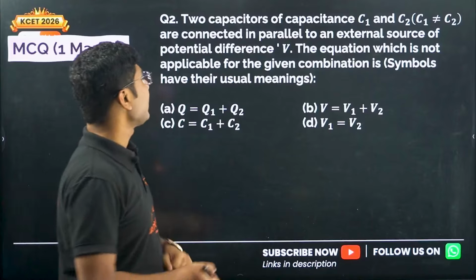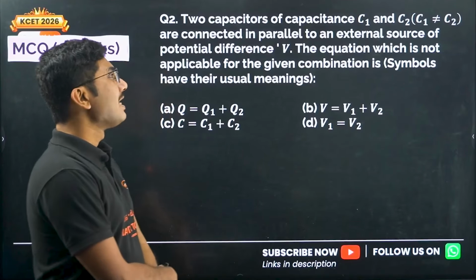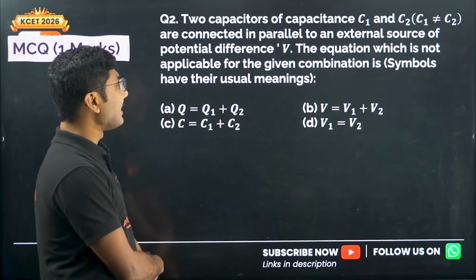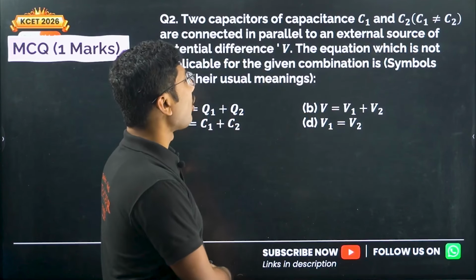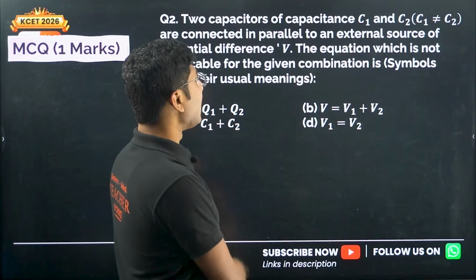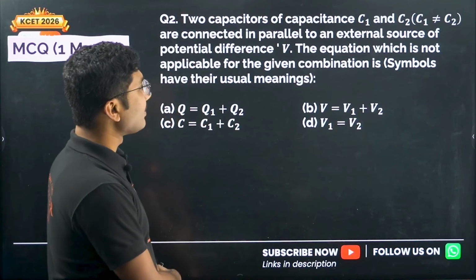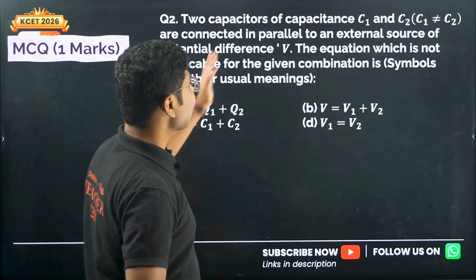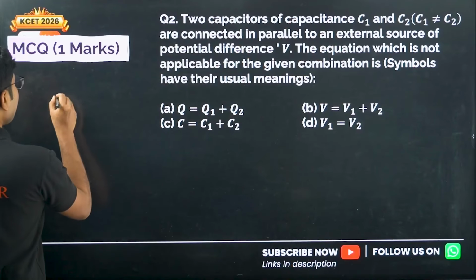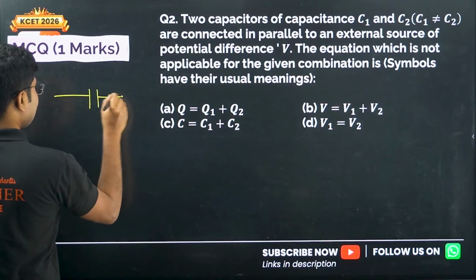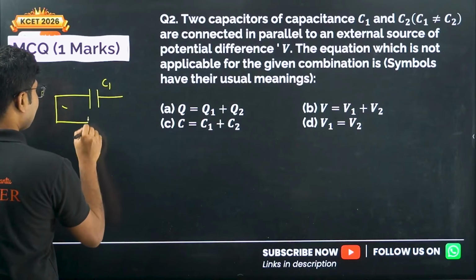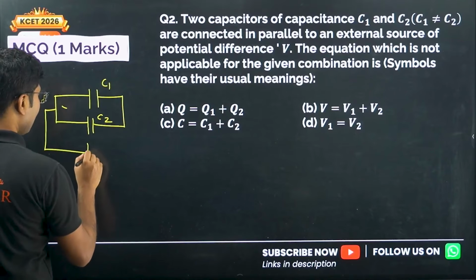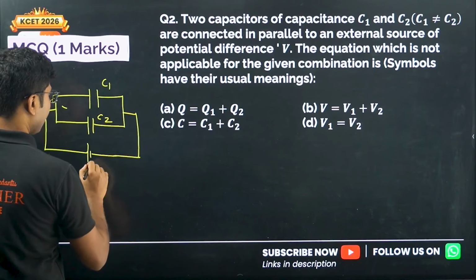Now the next question. Two capacitors of capacitance C1 and C2, obviously C1 is not equal to C2, are connected in parallel to an external source of potential difference V. The equation which is not applicable for the given combination is, symbols have their usual meaning. So we have two capacitances C1 and C2 connected in parallel. Here we have two capacitors. This is C1 and another one is C2. They are unequal capacitors and they are connected across a voltage source of voltage V.